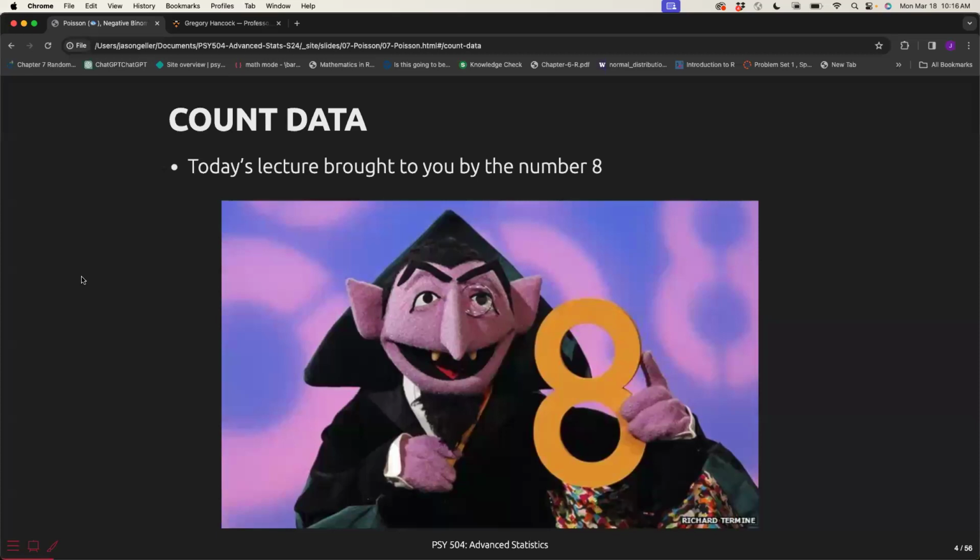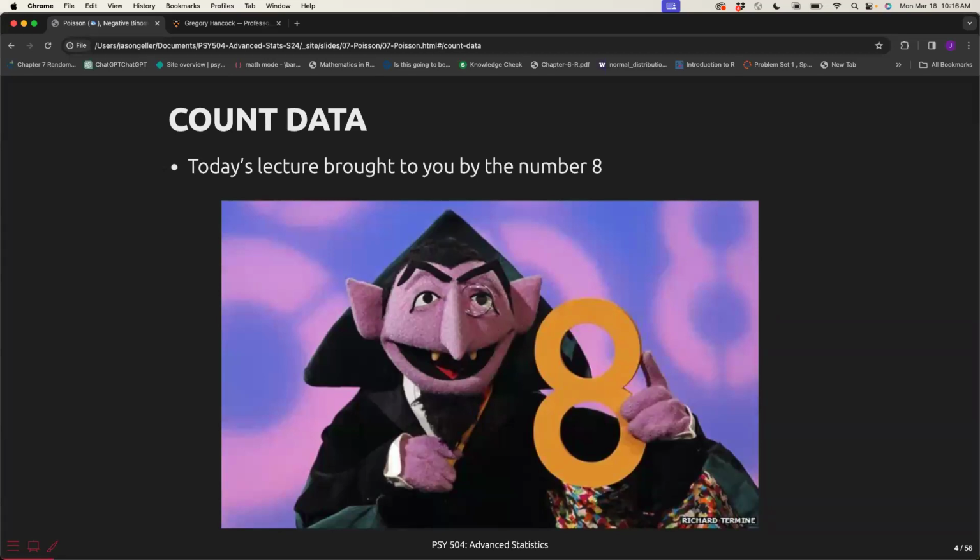So today's lecture is brought to you by the number 8. So hopefully all of you guys know who this is. This is the Count from Sesame Street. If you don't know, the Count is a very famous character from Sesame Street. I don't even know if Sesame Street is still running today. I know it's probably reruns, but I don't know if there are any new episodes. Any Sesame Street fans here? Anyone with kids? His whole shtick is that he teaches children about math and he counts a lot. So I felt like he was a fitting mascot for today's lecture.